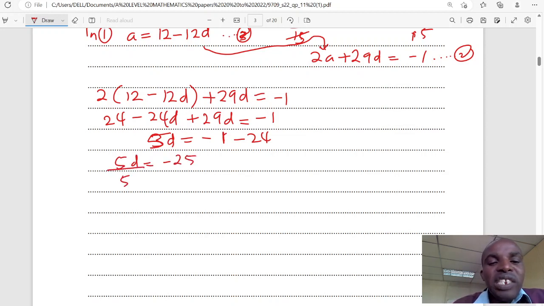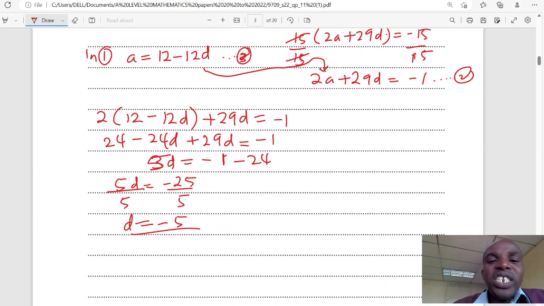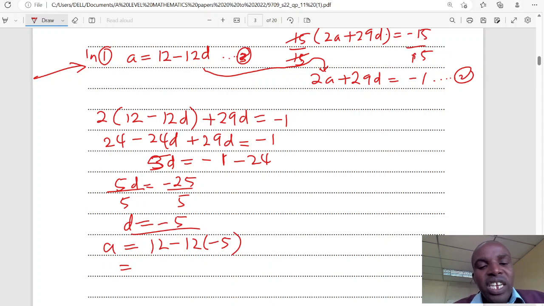This 5d, divide by 5 both sides. You get your d is equals to negative 5. That's your d. Now for A, you take equation number 3. So it will be A is equals to 12 minus 12 times minus 5. So from this, if you simplify, minus 12 times minus 5 will be plus 60. So your A will be 72.